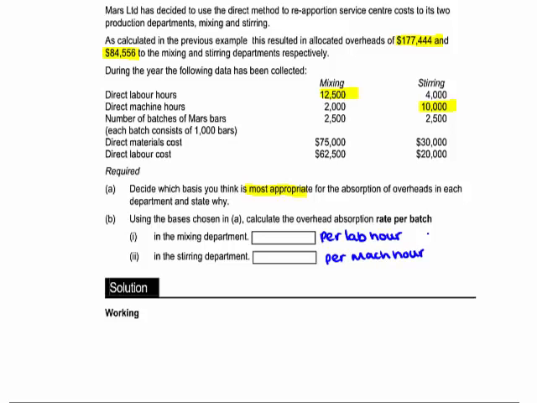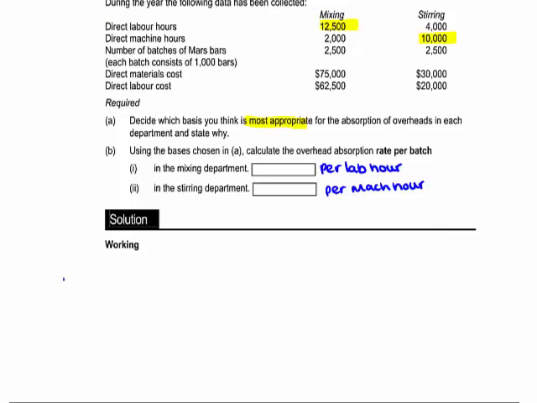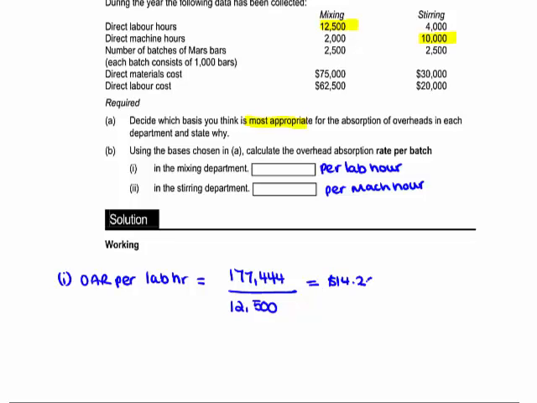So what we need to do then is to calculate an overhead absorption rate, first of all, for each of these bases. So the overhead absorption rate per labour hour is going to be 177,444 divided by the 12,500 labour hours. So we end up with a rate of $14.20 per labour hour.